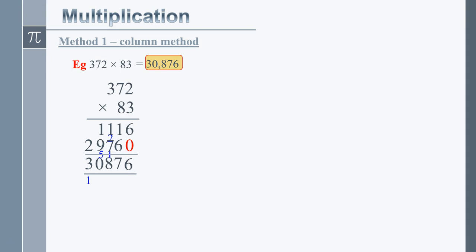Now, if you're happy with that bit, and that's the method that you use, and you're comfortable with that, then really you don't need to watch the next part of this. You can skip forward a little bit. Or if you're not quite sure about that one, or if you prefer the grid method, then this is the bit for you.